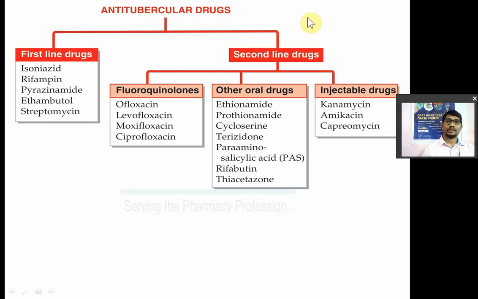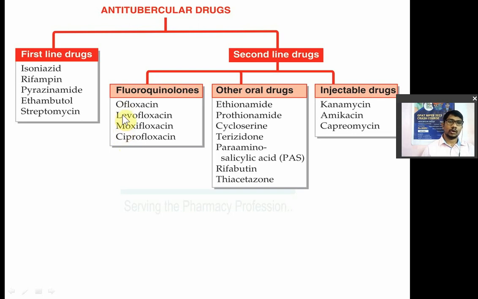Second line drugs: in that you have three categories: fluoroquinolones, other oral drugs and injectable drugs. So the first one is the fluoroquinolones, in which you have ofloxacin, levofloxacin, moxifloxacin and ciprofloxacin. So how to remember this? There is one trick again: CM on Lev. C for ciprofloxacin, M for moxifloxacin, O for ofloxacin and L for levofloxacin.